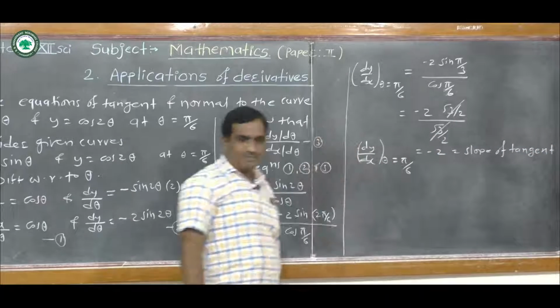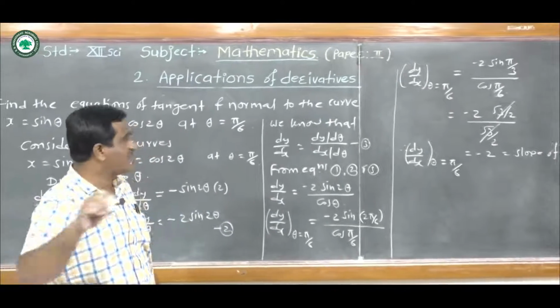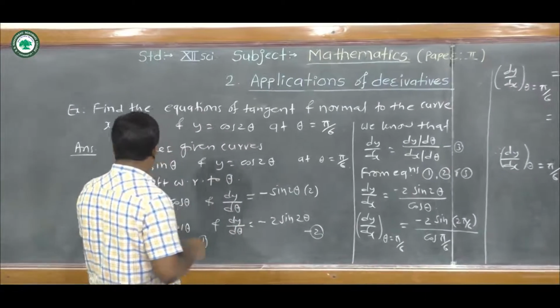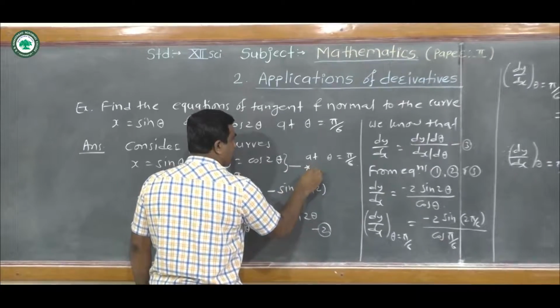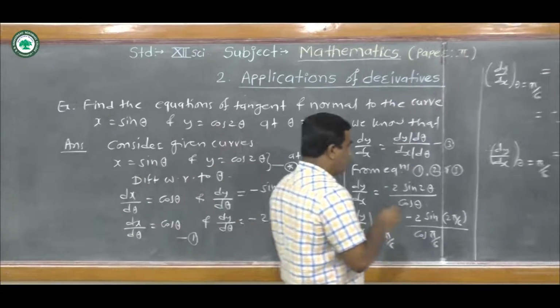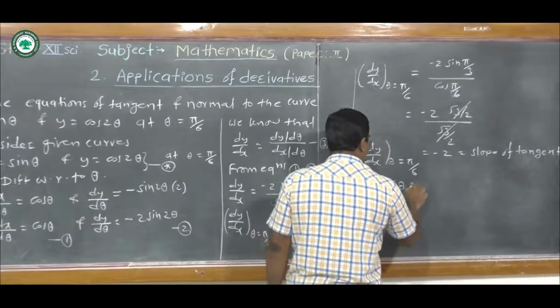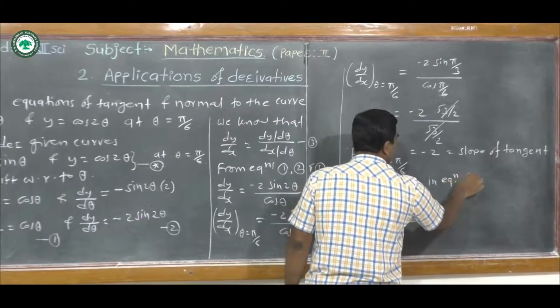But we have to find the point P(x1, y1) using theta equal to pi by 6. Therefore, put theta equal to pi by 6 in this equation. We can call this equation star. Put theta equal to pi by 6 in equation star.